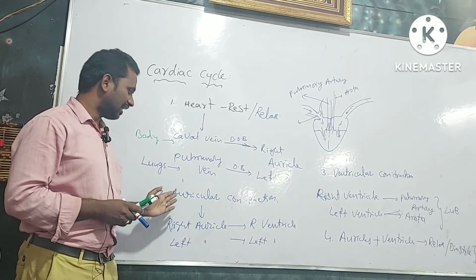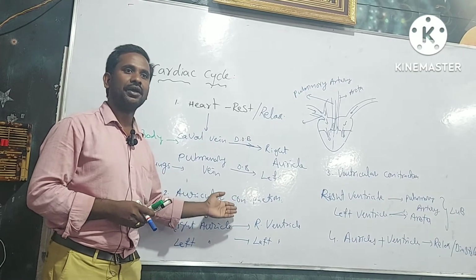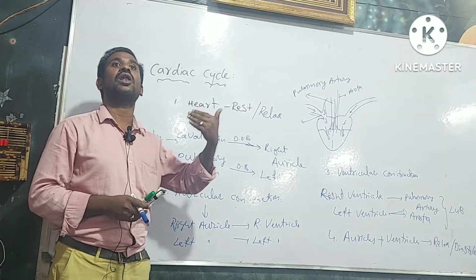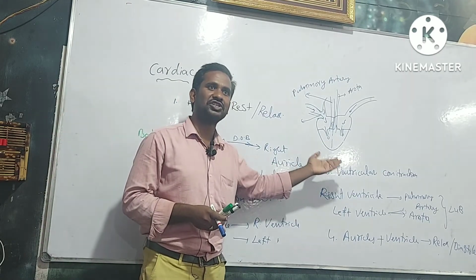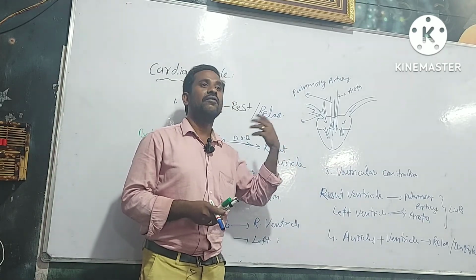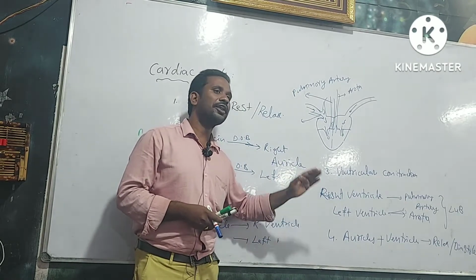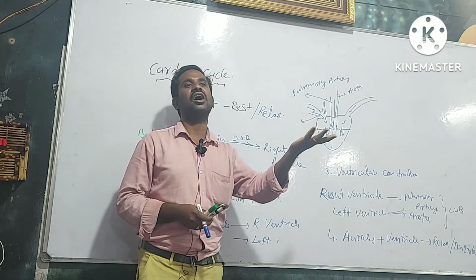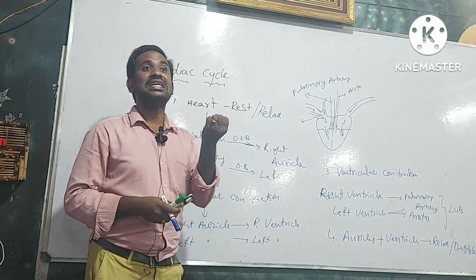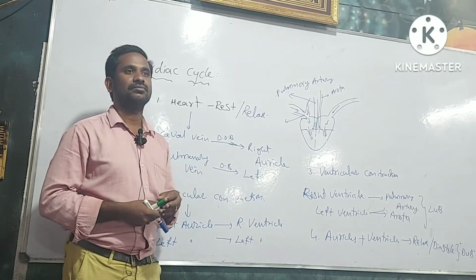So first, when the heart is in relaxed position, we will get it in this manner. Next stage, auricular contraction, also known as auricular systole. Next one, ventricular contraction or ventricular systole. And the fourth one, auricular and ventricular relaxation, which means auricular and ventricular diastole. In that time we get the sound of dub.